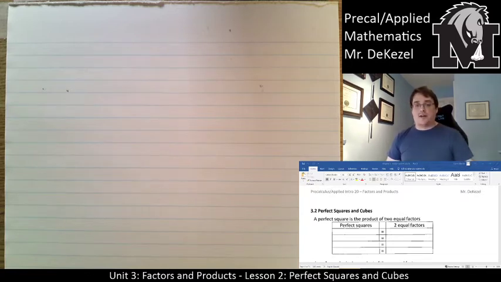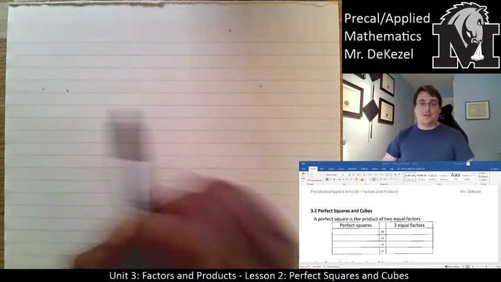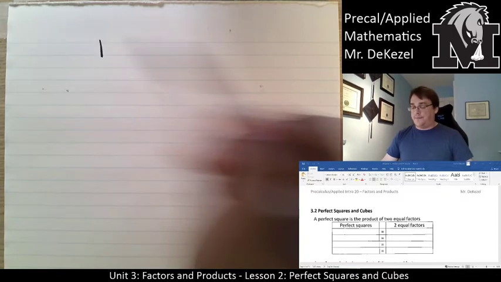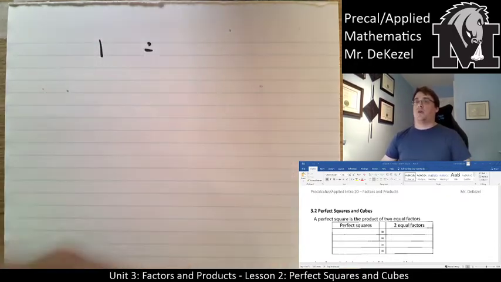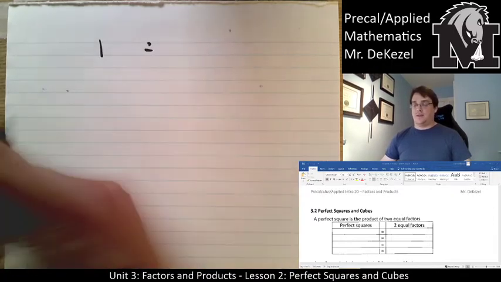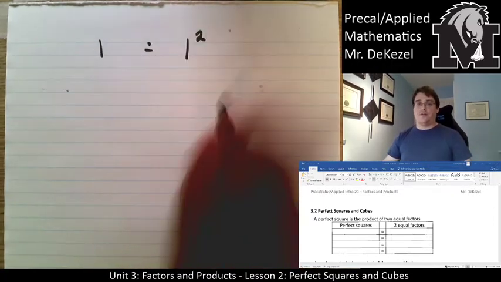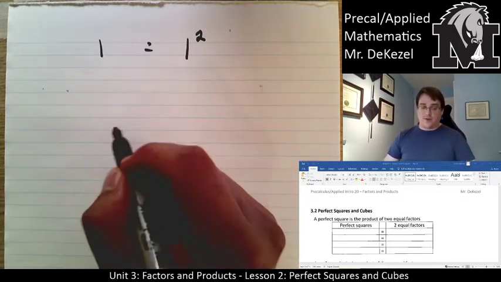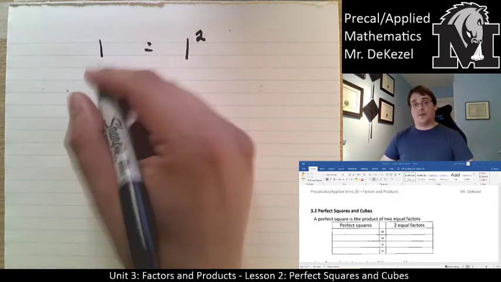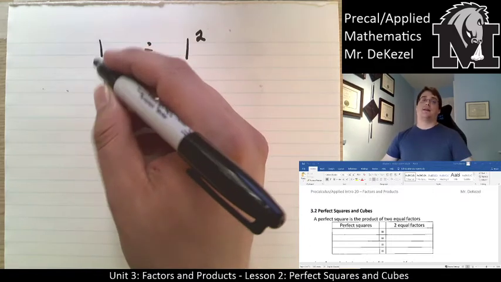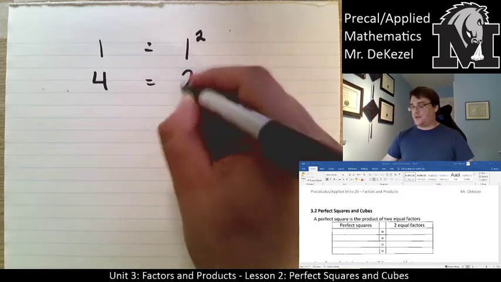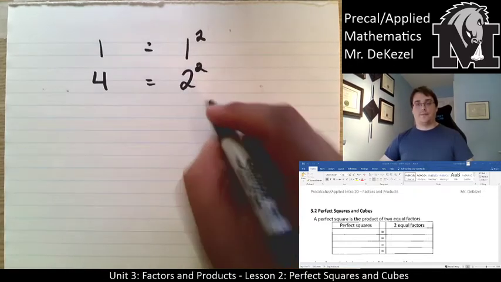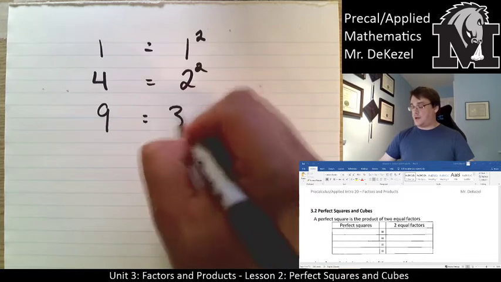A perfect square is the product of two equal factors. So you can imagine that I've got a box here. The perfect square 1 is equal to what number times what number gives us 1? It has to be itself, well, 1 squared. Those are the two equal factors. The next number up that I know is a perfect square is 4. 4 is a product of 2 times 2, or 2 squared. 9 is the product of 3 squared.